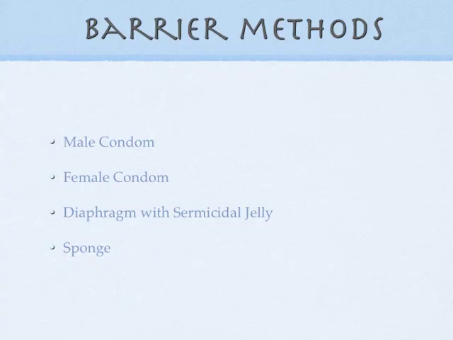There's several different methods. First, we'll look at the barrier method, which includes a male condom, the female condom, the diaphragm, and the sponge. It provides a barrier for skin-to-skin contact and bodily fluids, which can help protect against pregnancy and STIs. You can get these at pharmacies, grocery stores, and health clinics.